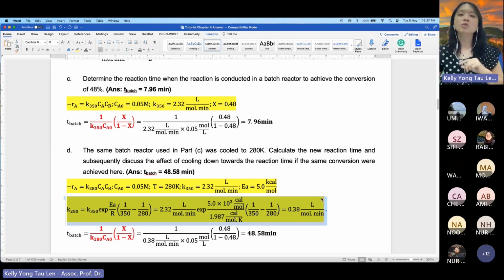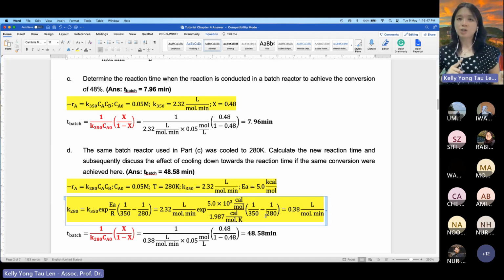The answer is you use any set pun sama sahaja nilai dia. Dia takkan berbeza. Provided you use the correct EA and you use the correct temperature combination. If you want to use 0.7, it must be with 300 Kelvin. If you want to use 2.32, it must be with 350 Kelvin. Either one you use to find the K at 280 will be the same.